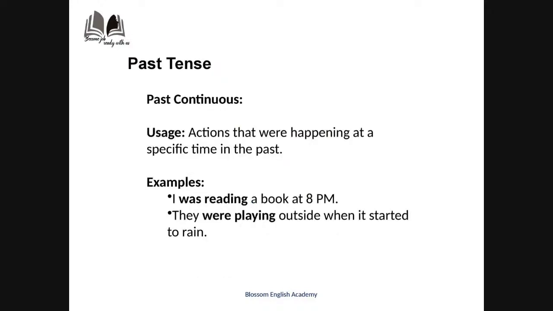So let's move on to the next subtype over here, which is your past continuous. Any action that was happening in the past and it continued for a specific time, that is mentioned in your past continuous. For example, today morning, maybe at 6 o'clock, I was working out. So at 6 o'clock, this action was happening. In order to denote that, we use past continuous tense.